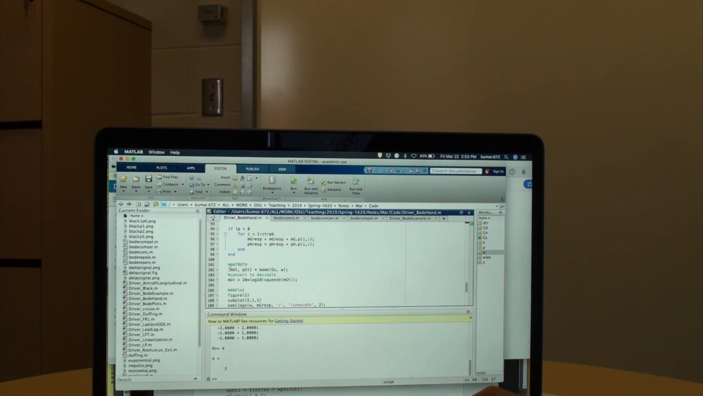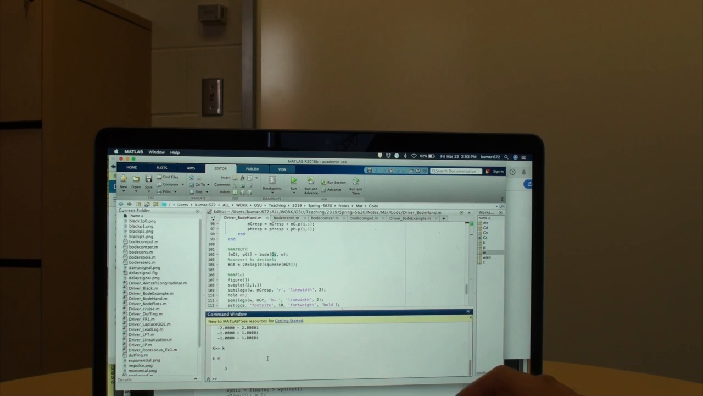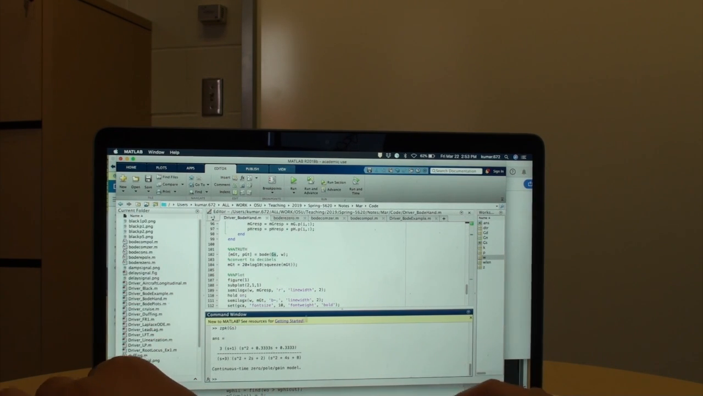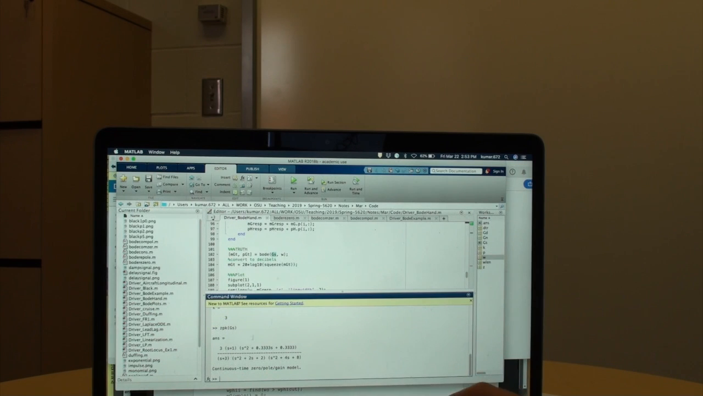And then, of course, you would like to compare it to the truth. So you use the bode command in MATLAB and feed it the transfer function that you have, and then you can compare them. If you want to just look at what this transfer function looks like in factorized form, there it is. You have the constant k, which is 3 here, 3 times s plus 1, and then this complex zero pair.